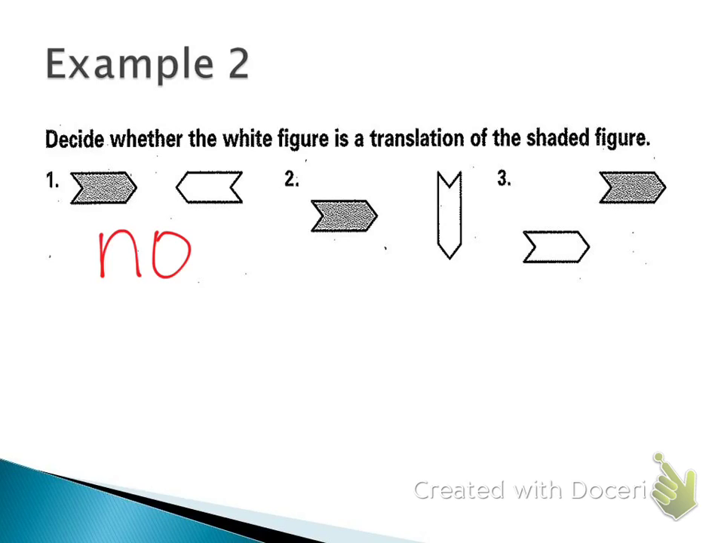What about on 2? No. Why not? It turned and it got stretched out. So that one's definitely not just a slide. What about on 3? 3 is yes. All we have to do is slide one and we can create the other one. Questions on example 2?